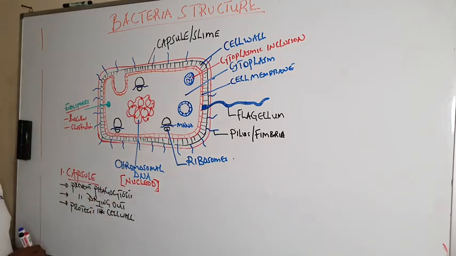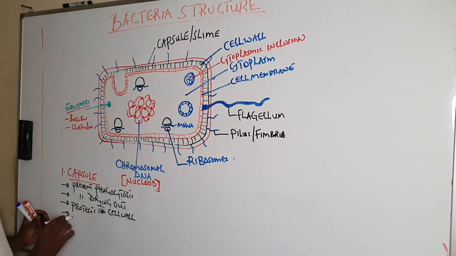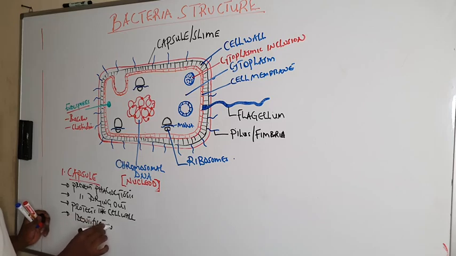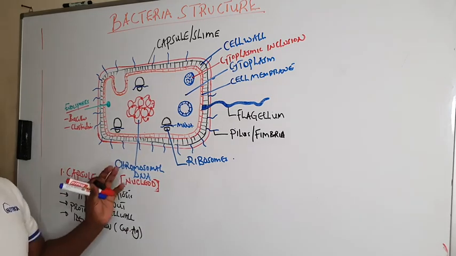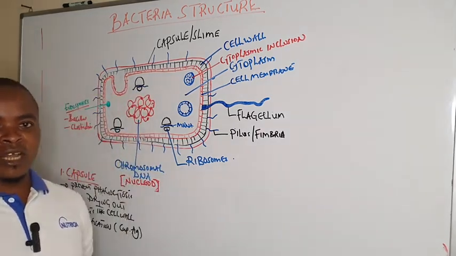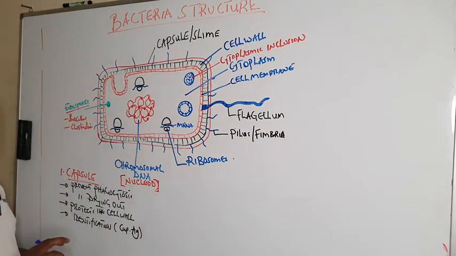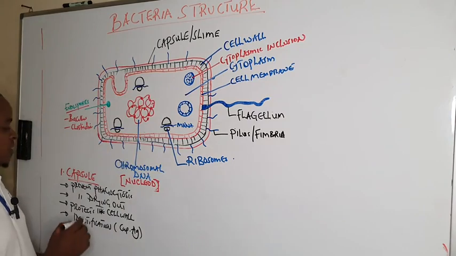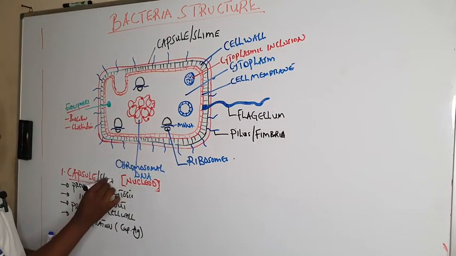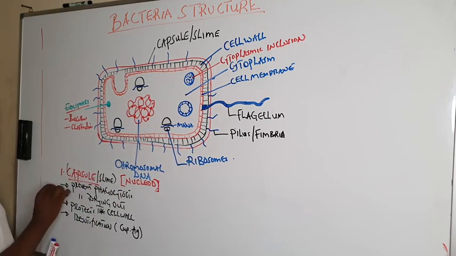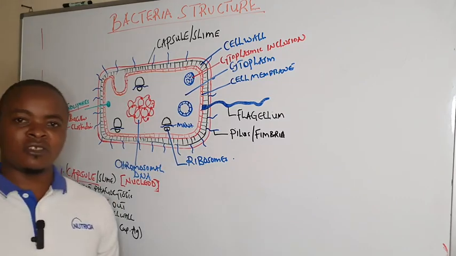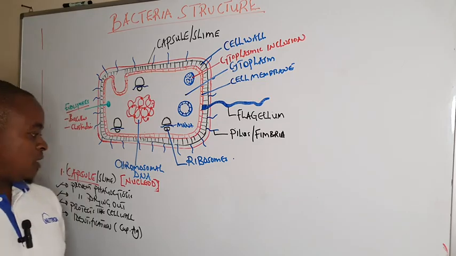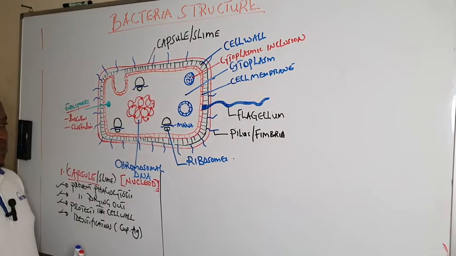And apart from these three functions of the capsule, we can also use the capsule for bacterial identification, whereby we can use the capsule antigen to identify organisms which have a capsule from those which are non-encapsulated. So these are some of the functions of the capsule of the bacteria, or what we call the slime layer in some bacteria which have the slime layer instead of the capsule. In case we are asked to outline any four functions of the capsule, you should be in a position to tell us some of them.